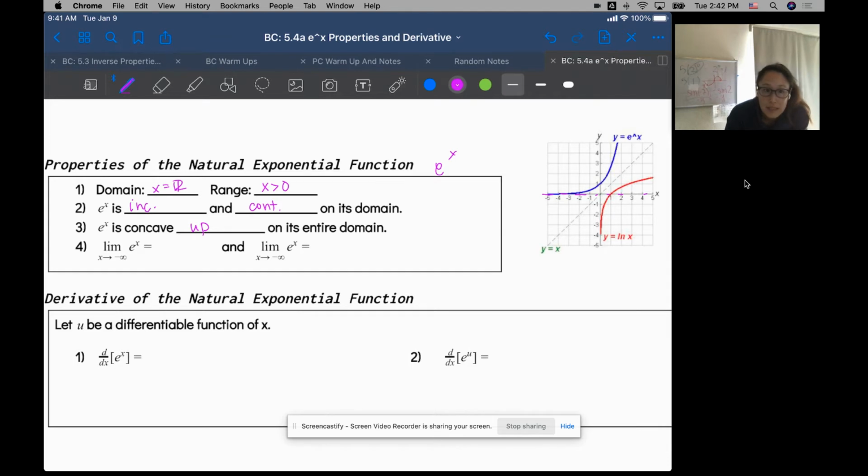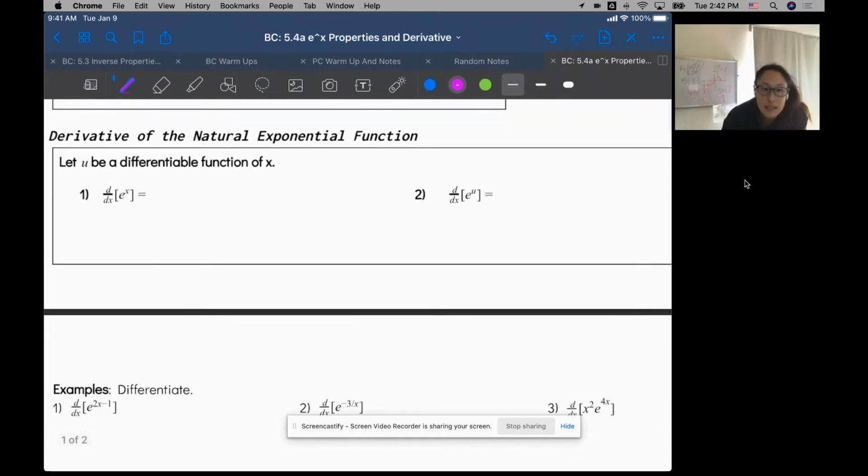Okay, we can see that the limit as x goes to negative infinity of e to the x gets close to 0, so it approaches 0. And as x approaches positive infinity, e to the x goes to a y value of infinity.